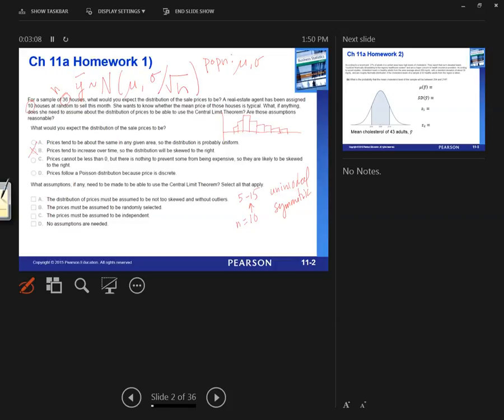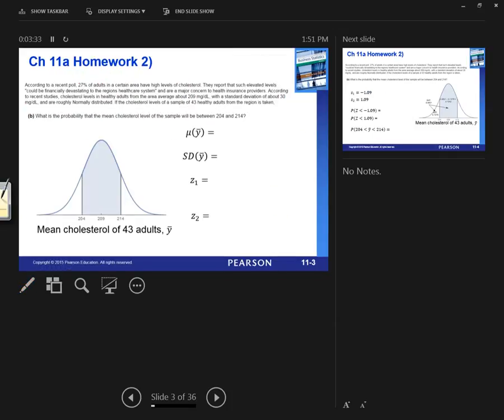They don't have to be random, but they do have to be independent. We have to have independent observations that we believe represent the sample. And then they would have to be not too skewed and without outliers. So those are the two conditions: there was the size condition, and there was also that they have to be independent and representative.